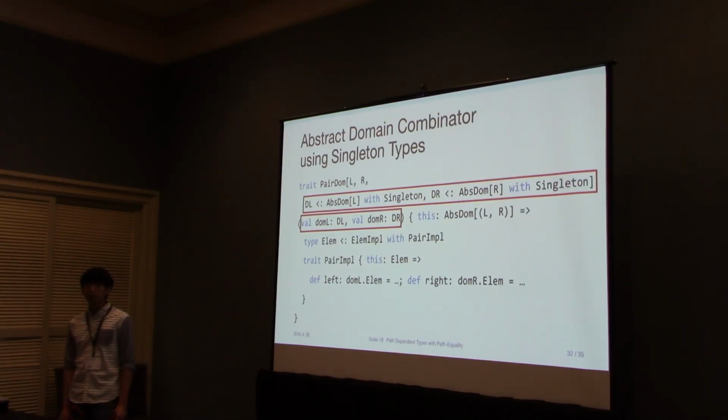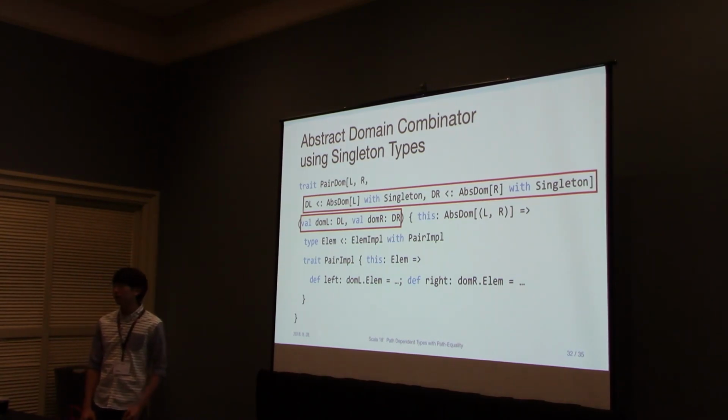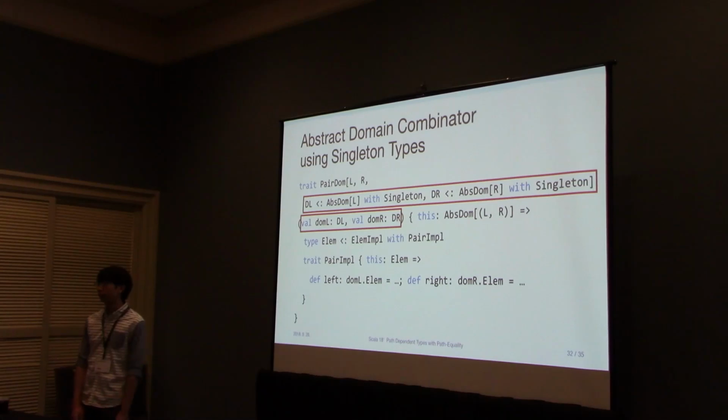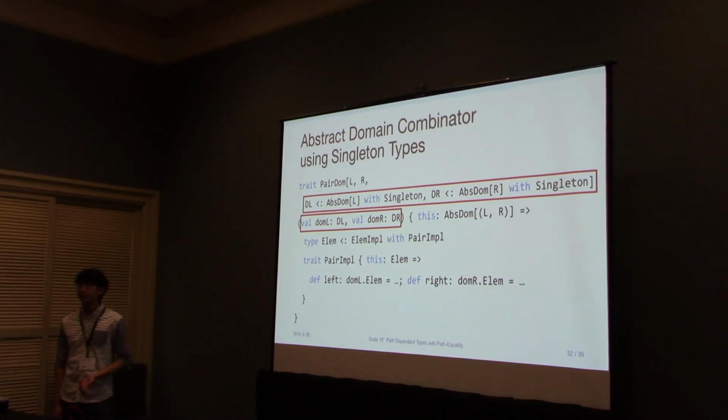So I showed all of Python, and there is one more thing to mention. We find a way to implement abstract domain combinator without adding path equality to the type system. So the solution is using singleton types. We can force the path equality by using singleton types.